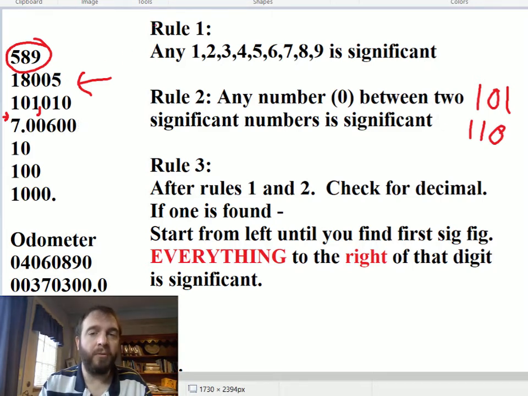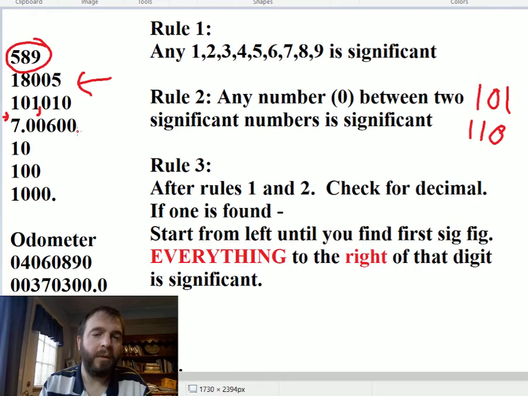So once you've done Rule 1 and Rule 2, check for a decimal. If there's a decimal, you move across till you find your first significant figure, which in this case can't be a 0, right? Because a 0 would have to have 2 things on each side. So you're looking for your first 1, 2, 3, 4, 5, 6, 7, 8, 9. When you find it, since there's a decimal, everything to the right, all the way, keep going. Everything that you see listed would be significant. So in this case, it stops here because the number stops here.